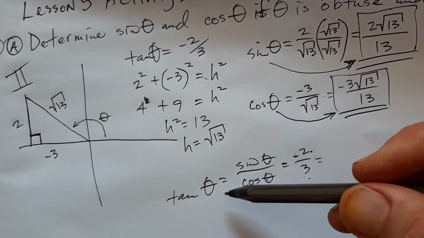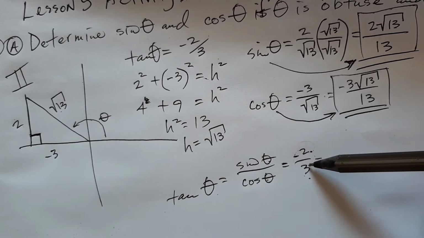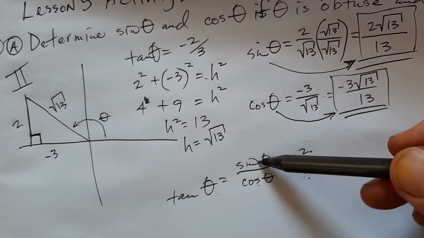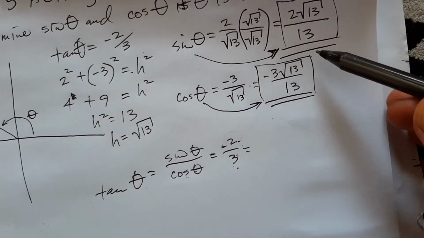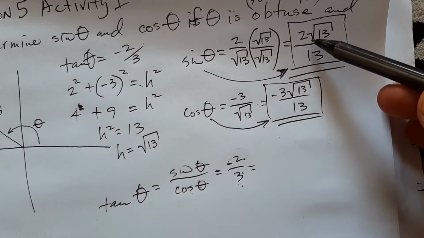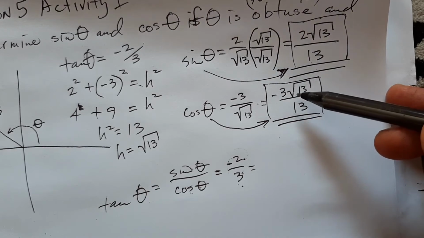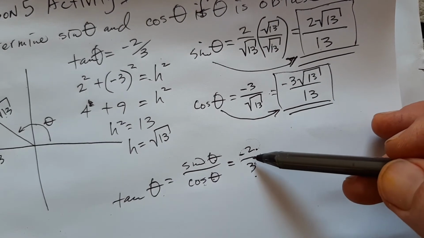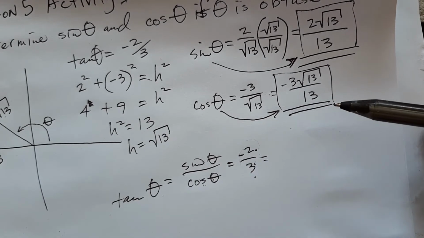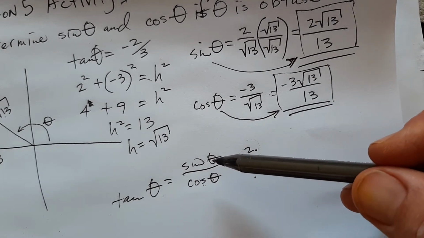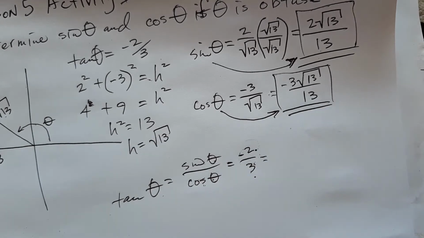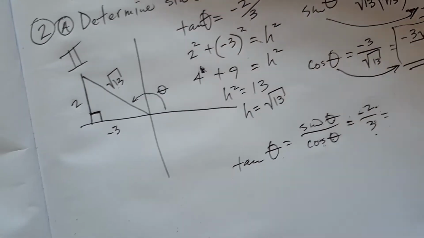That's just the value of tangent theta, and sine and cosine are such that, when you divide 2 square root of 13 over 13 by negative 3 square root of 13 over 13, you do get negative 2/3, but sine of theta is not negative 2 and cosine of theta is not 3. Okay? So we've got to use something trickier than that.